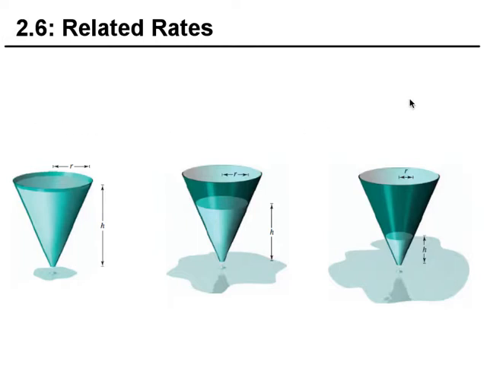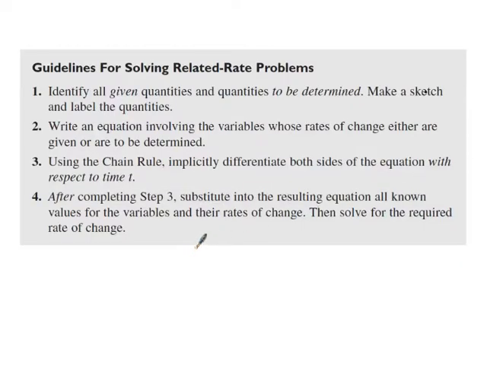Okay, and so let's go ahead and look at your next slide. And I went ahead and printed this off for you. These are the guidelines, so these are the steps that we go through. And these really pertain to what you did in section 5. So the first step is identify all given quantities and quantities to be determined. Make a sketch and label the quantities. You don't always have to make a sketch. Okay, the biggest thing is you need to figure out what you are trying to find.